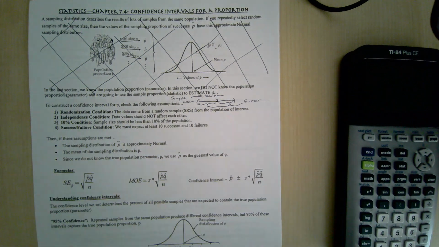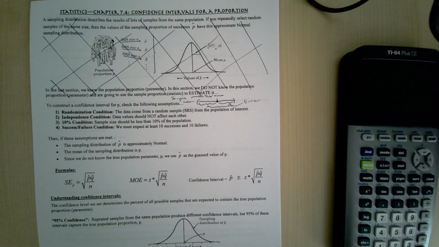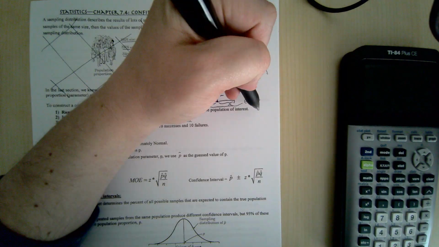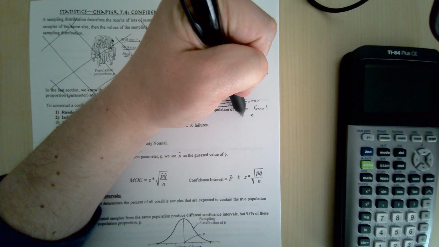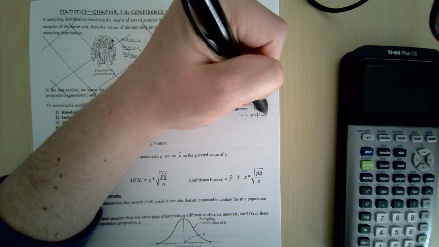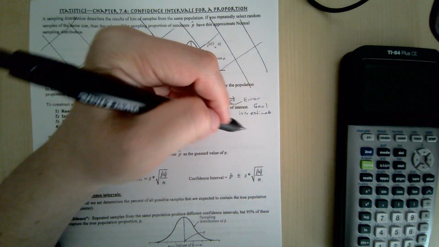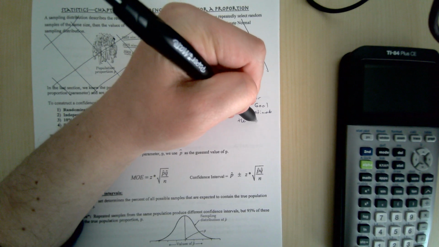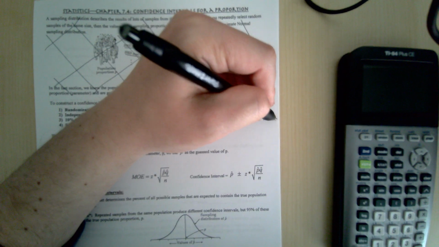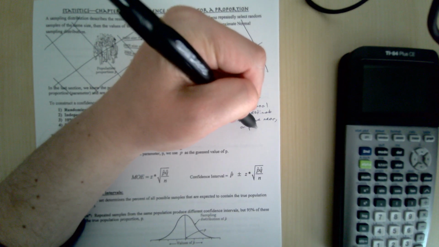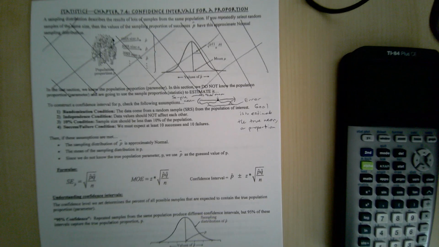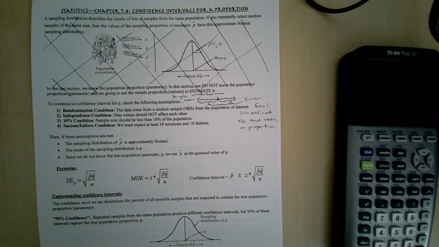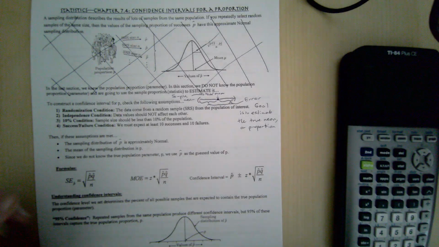And we're going to estimate, right? So our goal is to estimate the true mean or proportion. That's our goal when we're doing confidence intervals. So how do we do that?